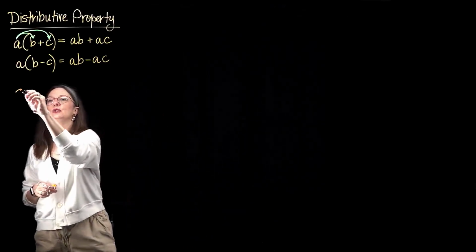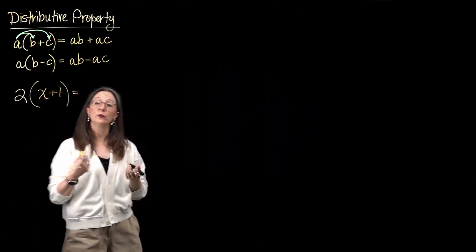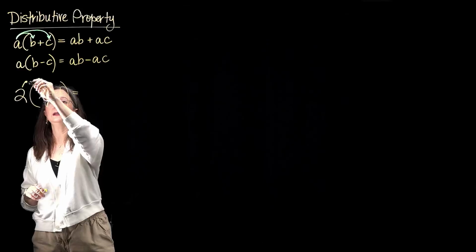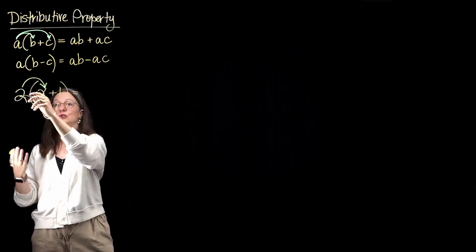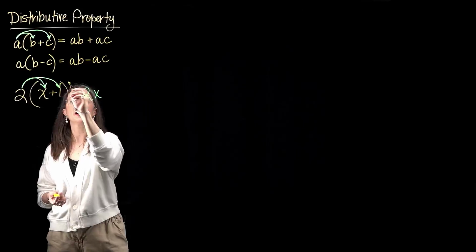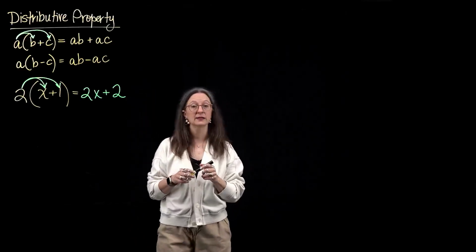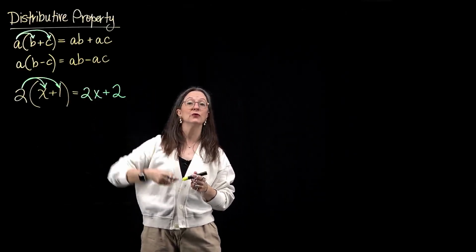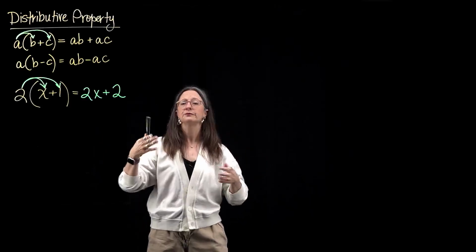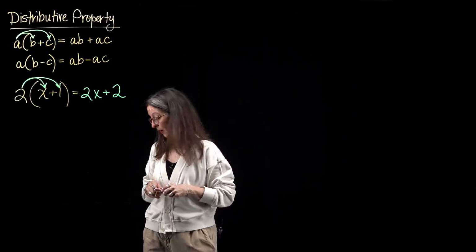So if I had 2 times parentheses x plus 1, when we distribute that 2 to the x plus 1, I would draw that arc, 2 gets multiplied by x to give me 2x, 2 gets multiplied by positive 1 to give me positive 2, and I would have 2x plus 2. That's how we remove those parentheses, and then often that's just one step in the problem. We're going to collect like terms or do something else to solve this problem.